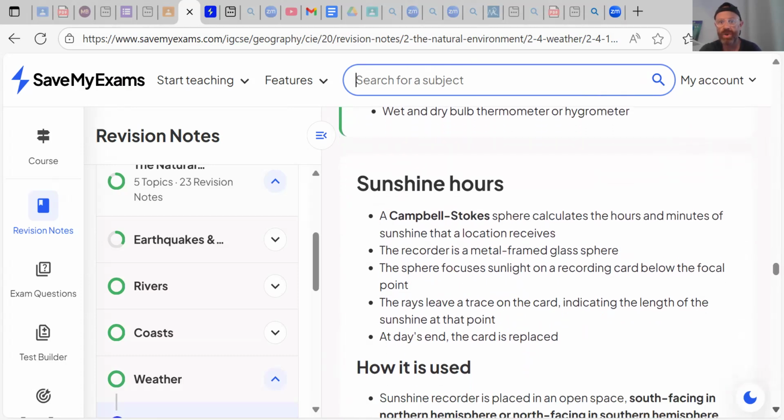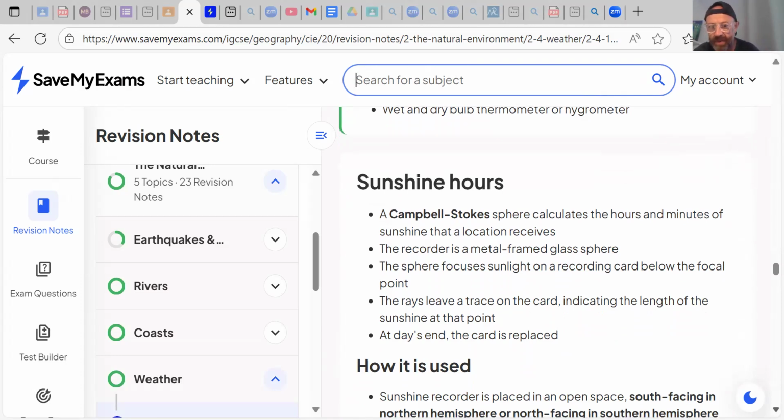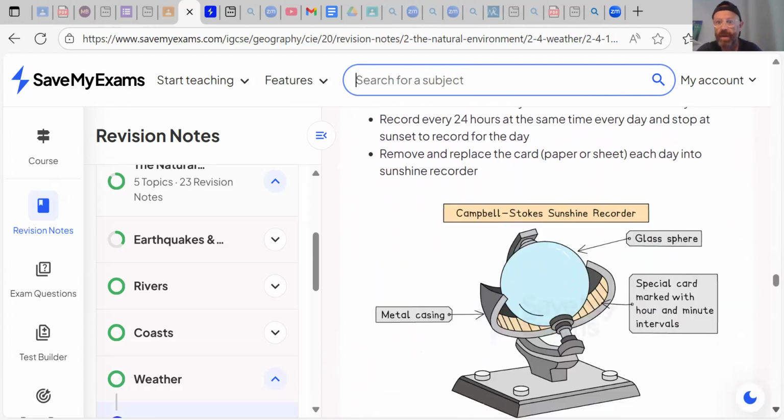Okay. Sunshine hours, a Campbell-Stokes. It's a big glass like fortune telling bell with a paper strip behind it. Every time the sun hits it, it will burn into that strip, which records the amount of sunlight you've got in a day. Okay. Not going to go into that.